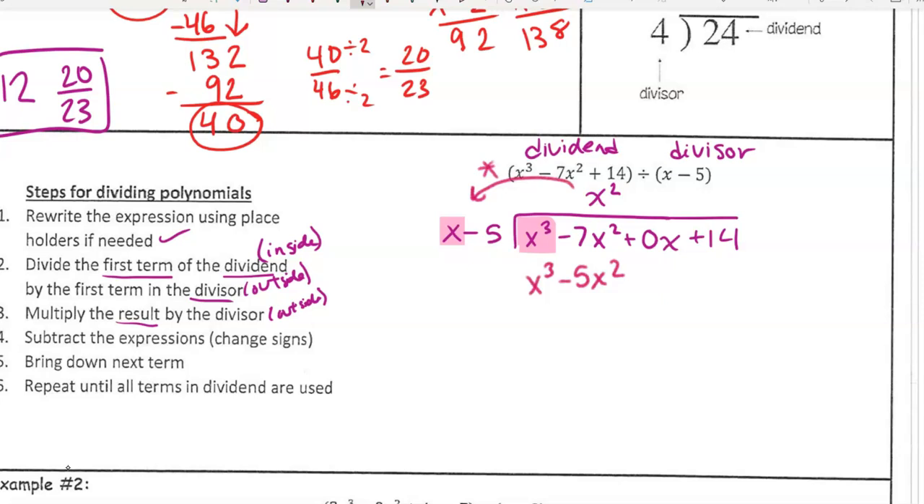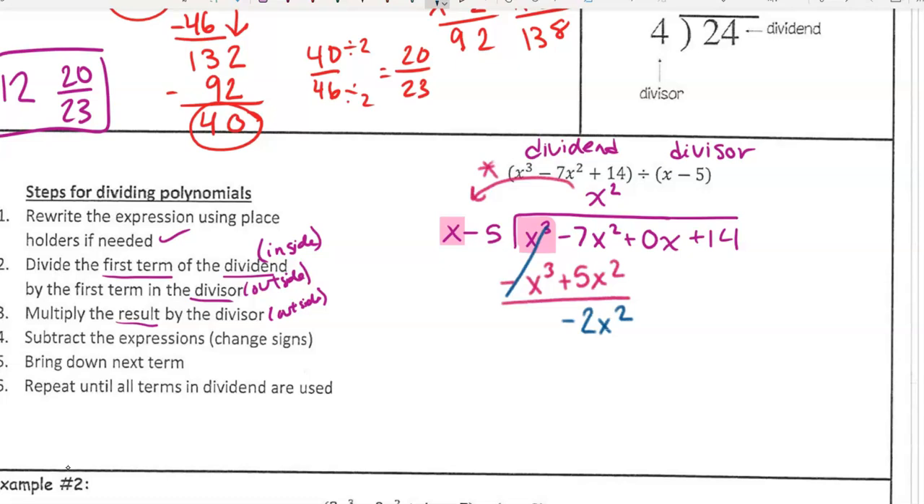Now we will subtract, and it says subtract the expressions, aka change signs. So really what we're thinking here is subtracting, like when we subtract polynomials, we distribute that minus sign, which means we need to change the sign. So this was a positive x cubed, now it's negative, and this was a negative 5x squared, now it's positive. Now we subtract. x cubed minus x cubed, those cancel out. Negative 7 plus 5, that's going to give us a negative 2x squared.